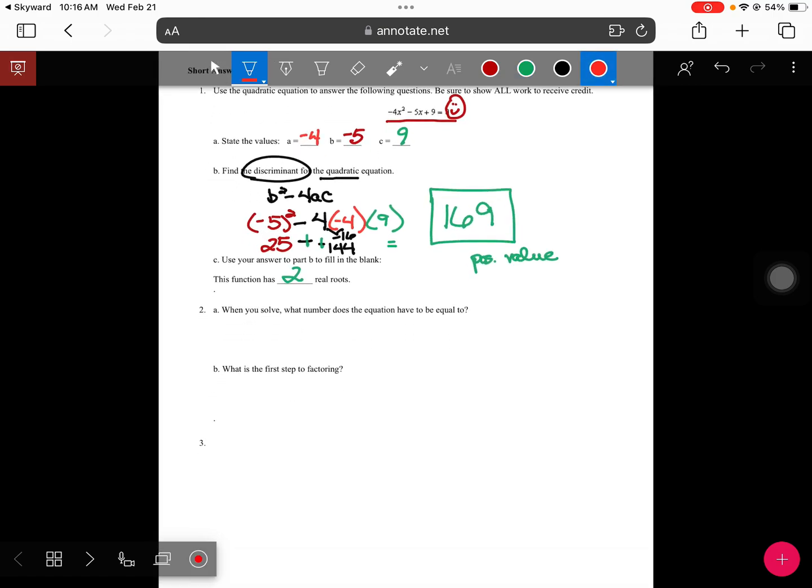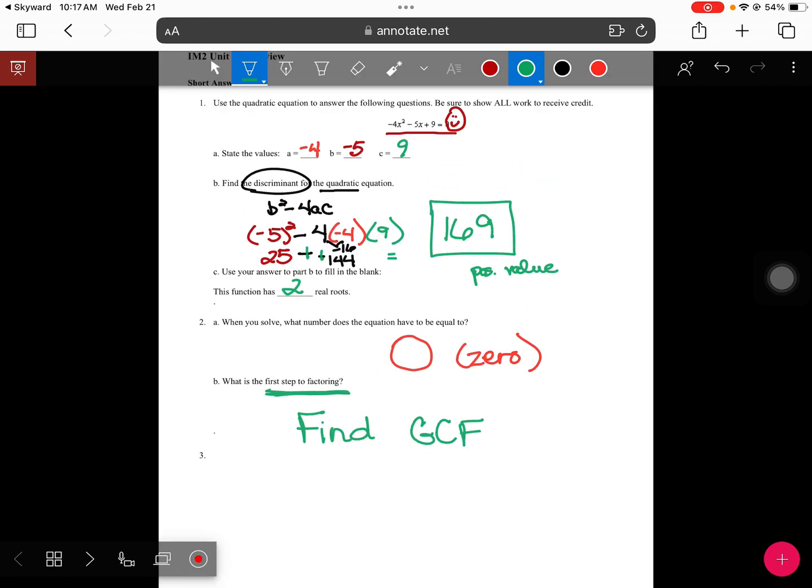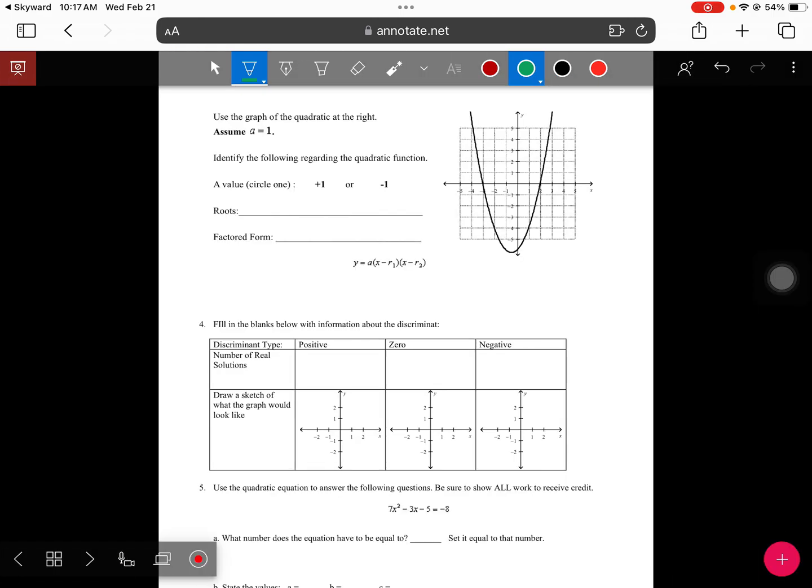Number 2, when you solve, what number does your equation have to be equal to? 0. Okay, 0. And what is the first step to factoring? Find the GCF. And the key word there is first step to factoring. When you're factoring, you find the GCF. All right, 1 page down. See, this isn't so bad.